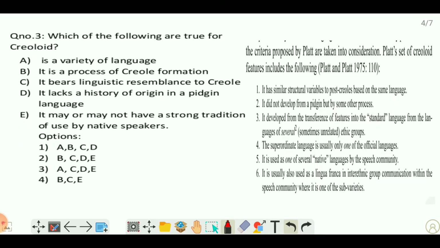Moving on to question number three. Which of the following are true for Creoloid? Creoloid is a language that resembles Creole, but it never goes through a pidgin stage. So what is the difference between Creole and Creoloid? Creole versus Creoloid.